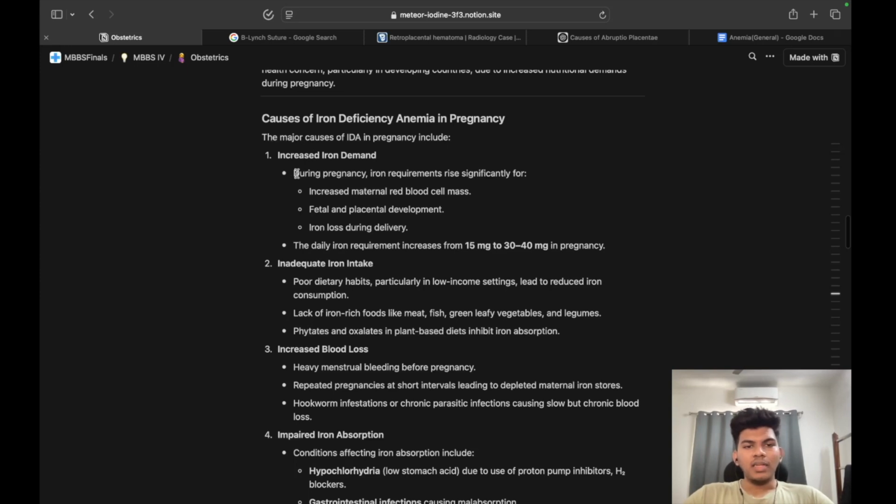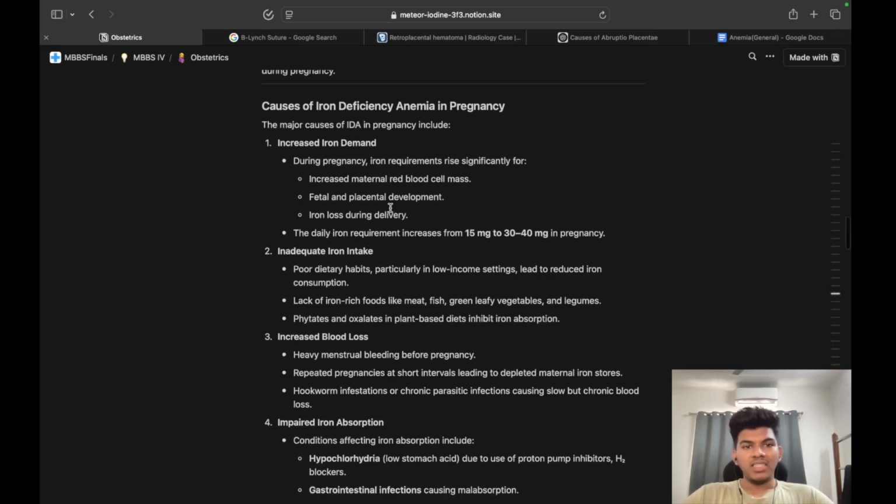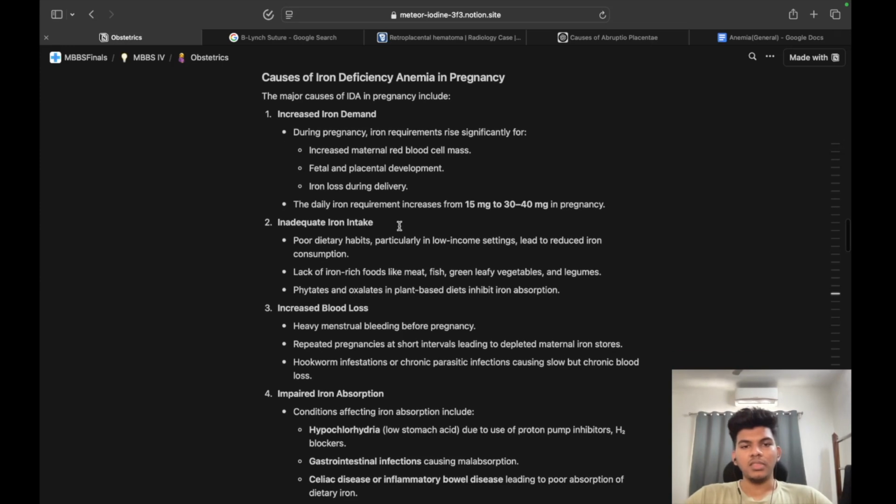Coming to increased iron demand. During pregnancy, iron requirements rise significantly for these particular things: increased maternal red blood cell mass, fetal and placental development, and iron loss during delivery. These are the things we need to be ready for. In case the iron supplementation doesn't rise according to the demands, there is iron deficiency anemia.